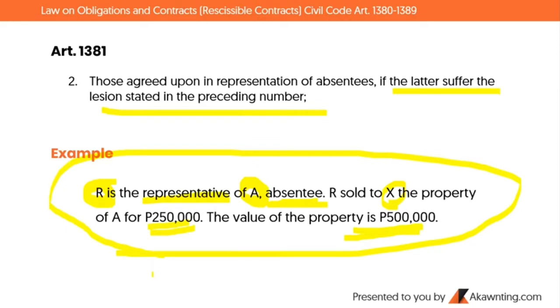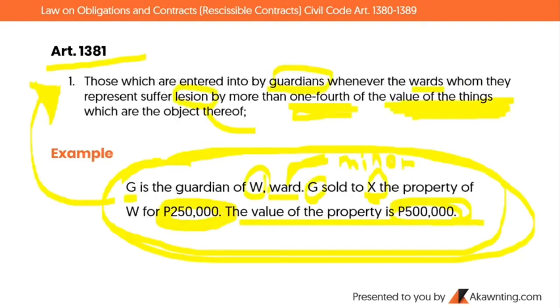Sino ang pwedeng mag-rescind ng rescissible contract na to? Obviously, unahin natin yung number 1, syempre si ward, once na na-attain niya na yung age of majority or naging 18 years old and above na siya. Doon niya na pwedeng mapa-rescind yung contract. Pero don't worry, kahit na let's say 5 years old pa lang yung ward na yan, bibigyan naman siya ng sapat na time ng batas para mapa-rescind yung contract.